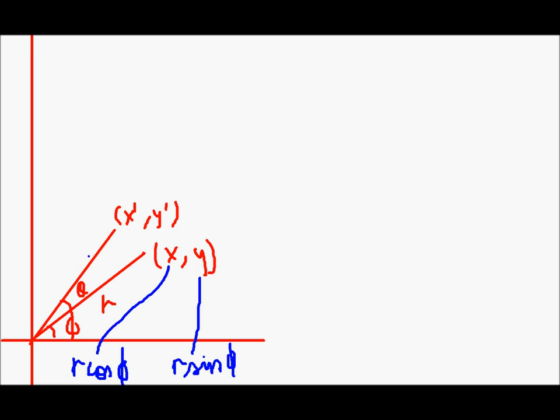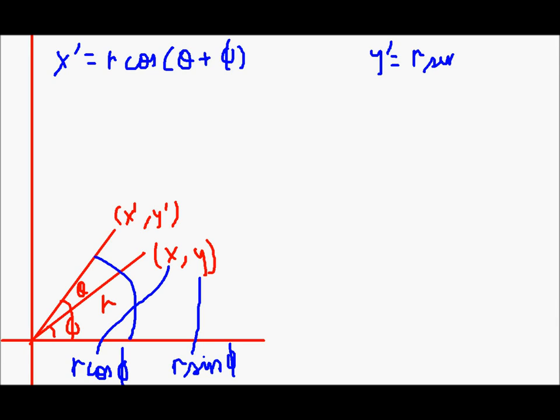Similarly, x dash will be, the whole angle is theta plus phi, so x dash will be r cos of theta plus phi, and y dash will be r sin of theta plus phi. We can eliminate r from both these equations. We'll simplify them.